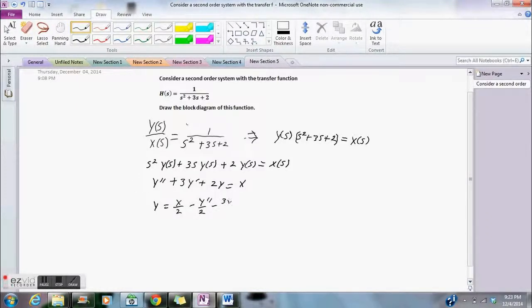So from here, we're just trying to single out the Y term, and the reason why we're doing this is because we need to know what our output equals, so that way we can make our block diagram equal that. So now we're going to go ahead and get started on drawing our block diagram.